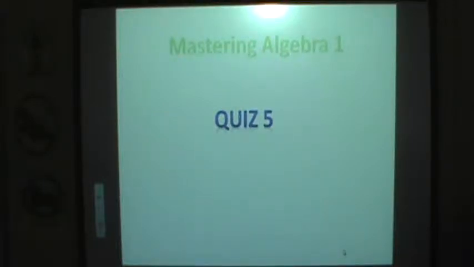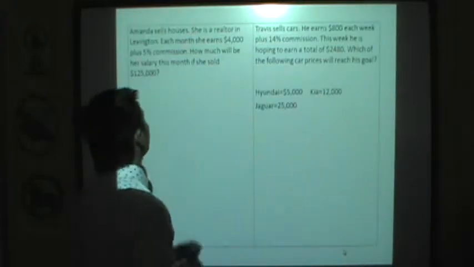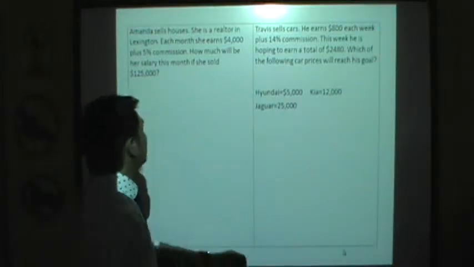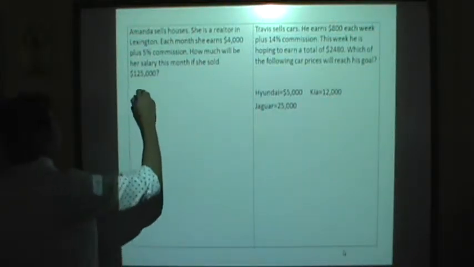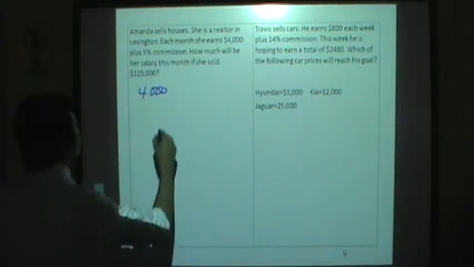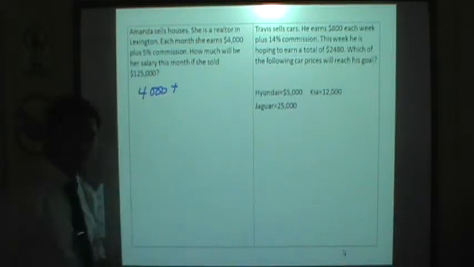For quiz 5, again, under linear functions and relations, for number 1, Amanda sells houses. She is a realtor in Lexington. Each month, she earns $4,000, oh, that's a lot of money, plus a 5% commission.